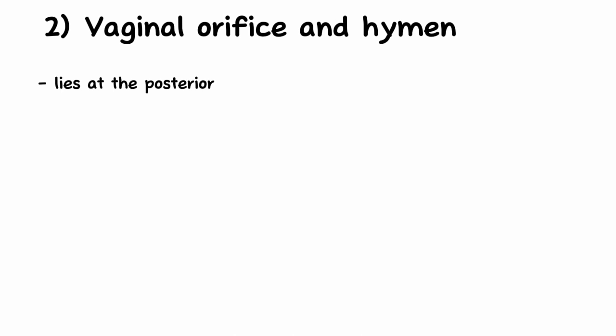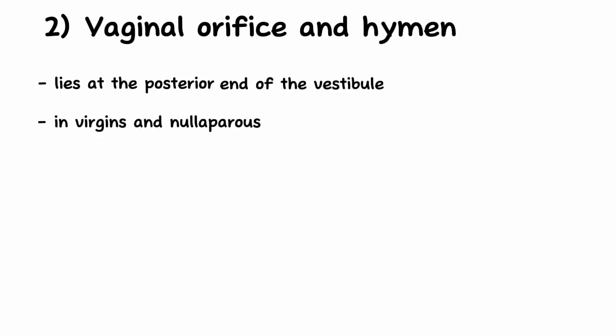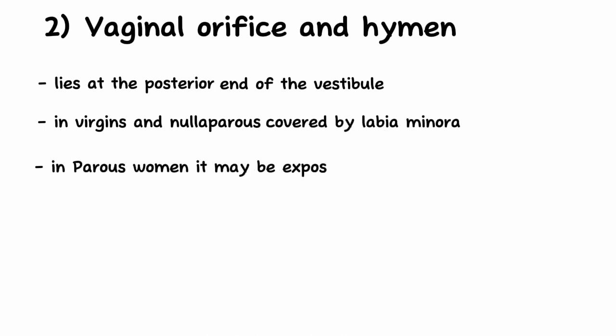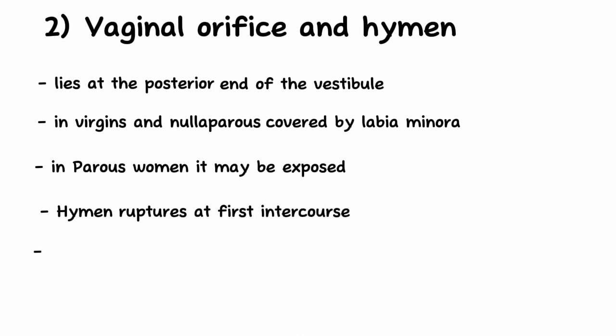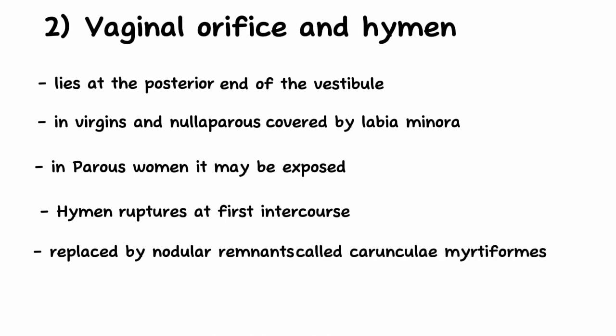2. Vaginal orifice and hymen. The vaginal opening lies at the posterior end of the vestibule. In virgins and nulliparae, it is usually covered by the labia minora, while in parous women, it may be exposed. The hymen, a mucous membrane septum, usually ruptures at first intercourse and after childbirth is replaced by nodular remnants called carunculae myrtiformes.